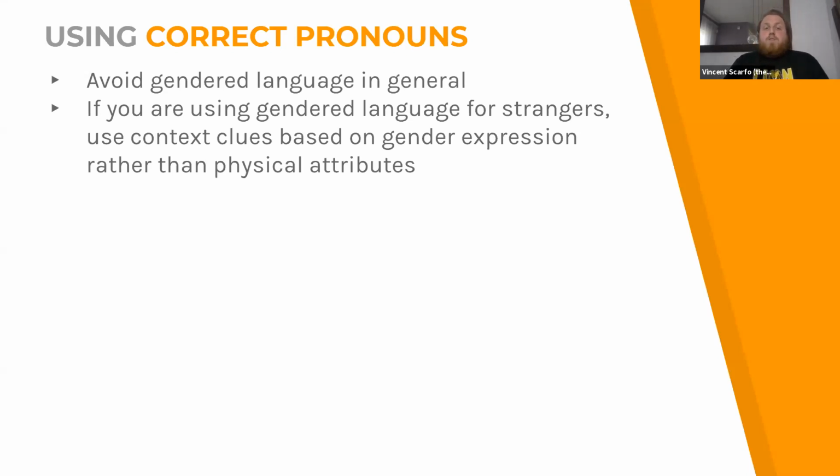So if you are using gendered language for strangers, it is better if you use context clues based on how they express their gender, on what clothing they're wearing, what makeup they're wearing, that kind of stuff, rather than looking at their physical attributes. So if you see someone with broad shoulders and an Adam's apple, but they have a long-haired wig and makeup and a flowy dress and heels and are presenting feminine in every possible way, it would be better for you to use she, her pronouns than he, him pronouns.